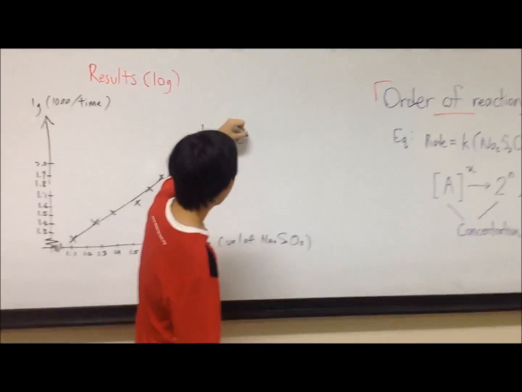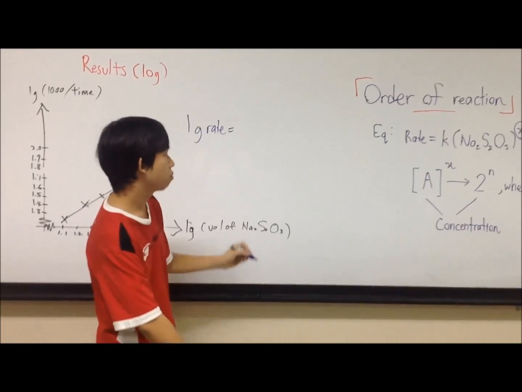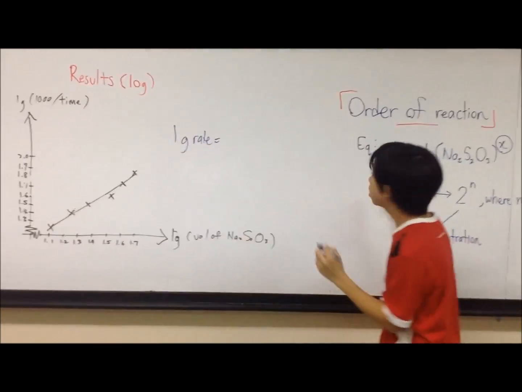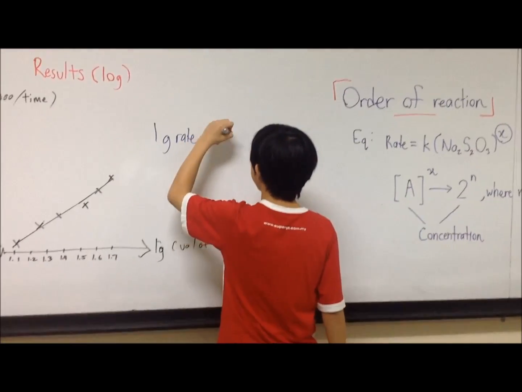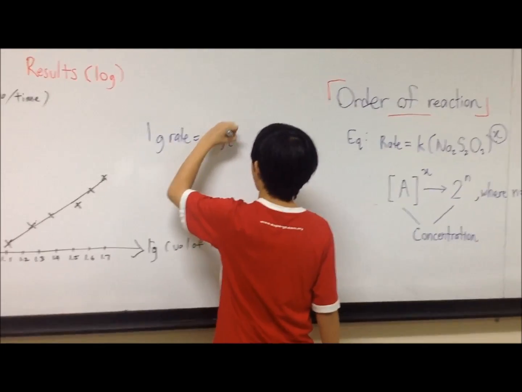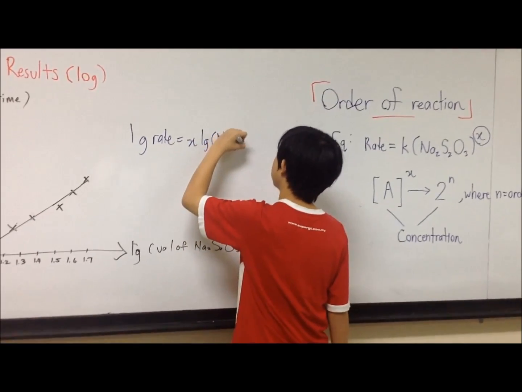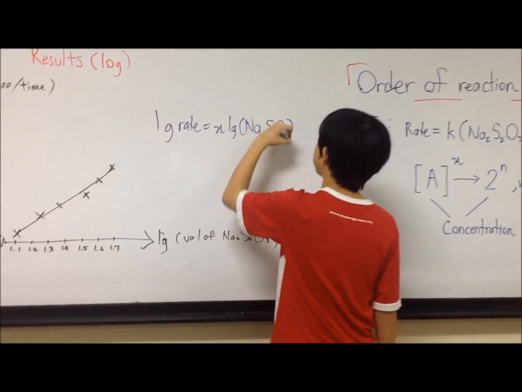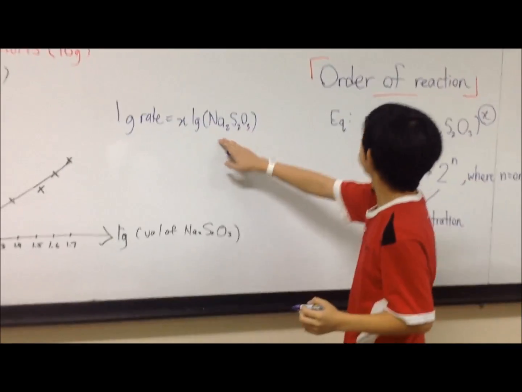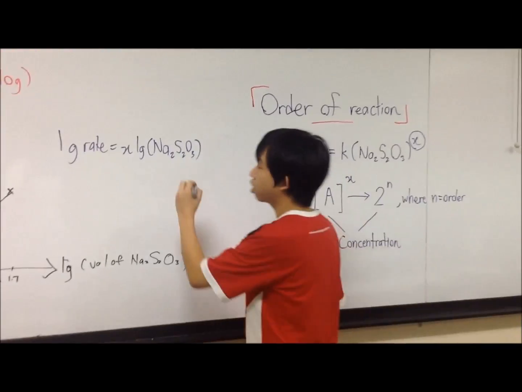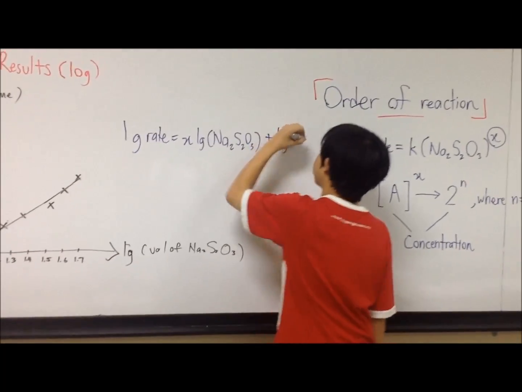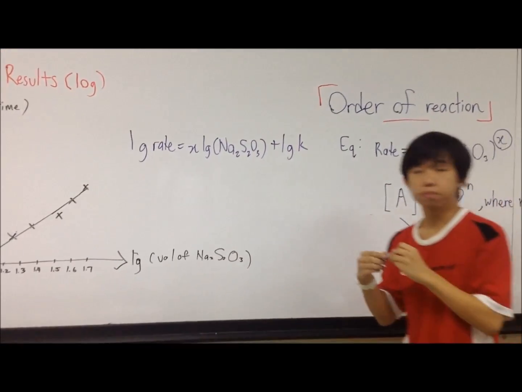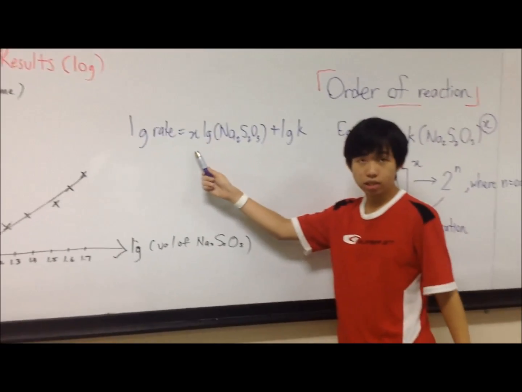Log the rate equals to, since K is a constant, we only need time. This is the sodium sulfate concentration. And lastly, the K, which is a constant. So now we can find X.